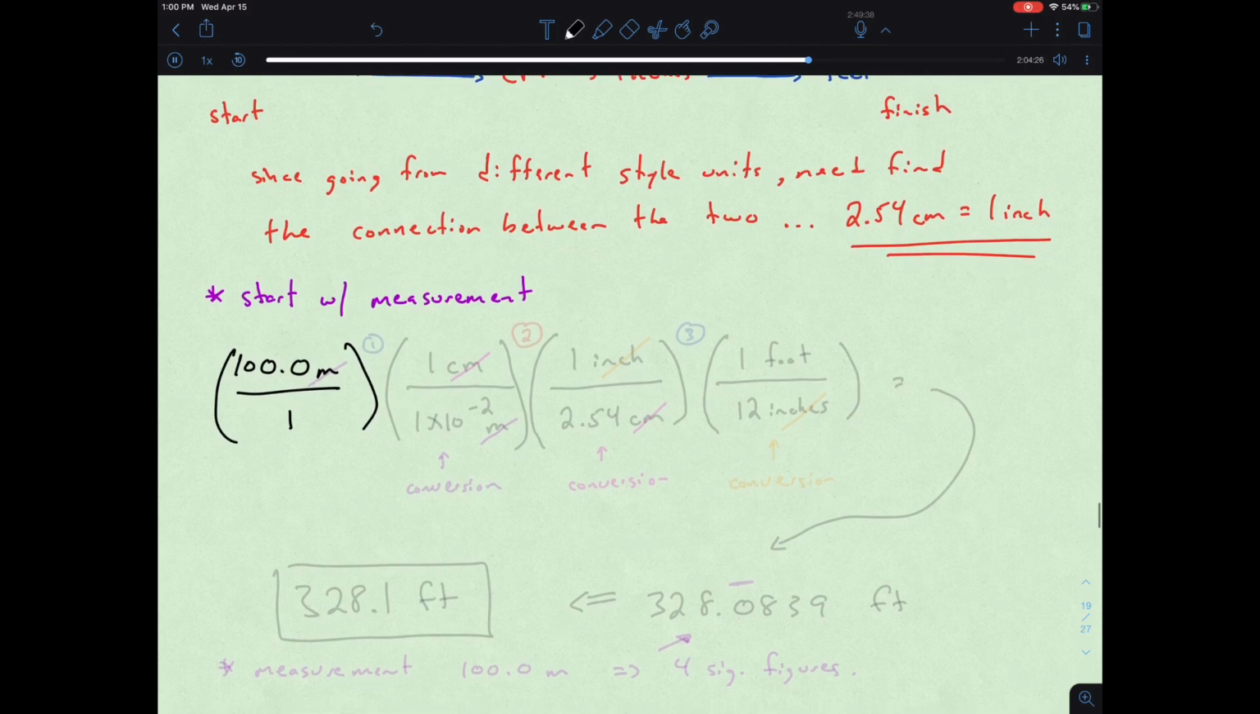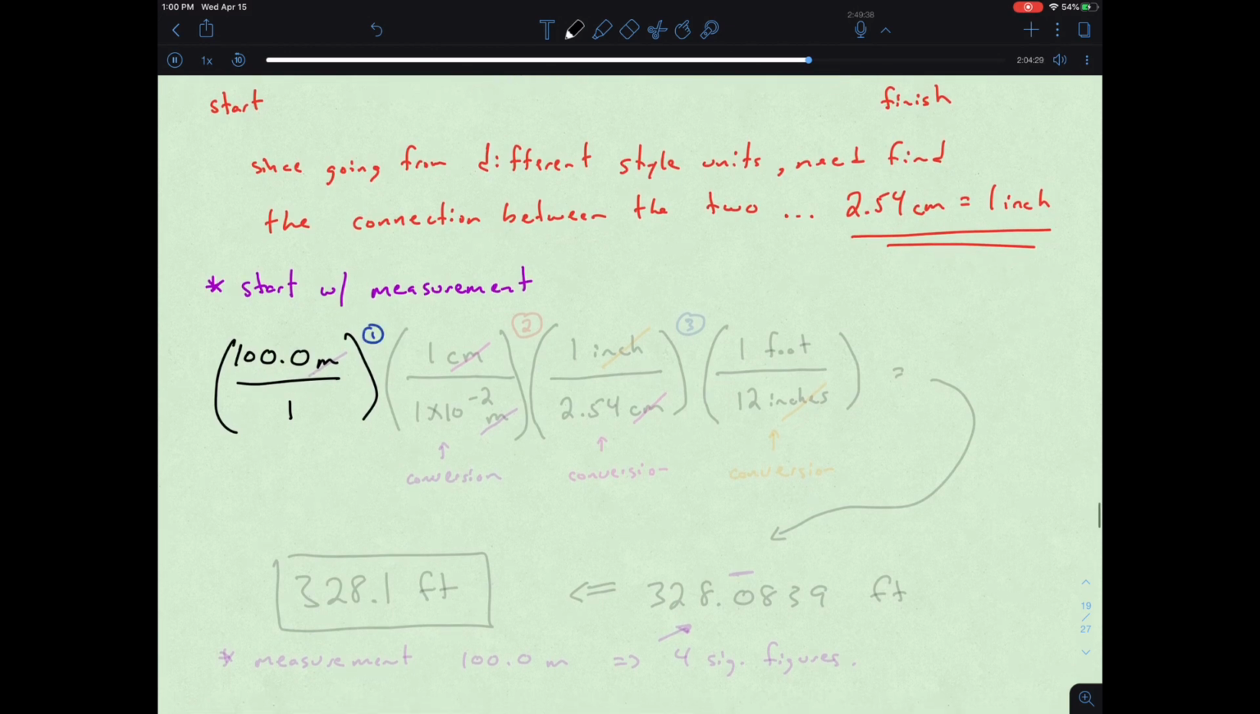And so for step 1, I want to go from that idea of meter to centimeter. So for every 1 times 10 to the negative second meters, that's 1 centimeter. So there's my conversion, and I'm canceling out my meters and going into the unit of centimeters.